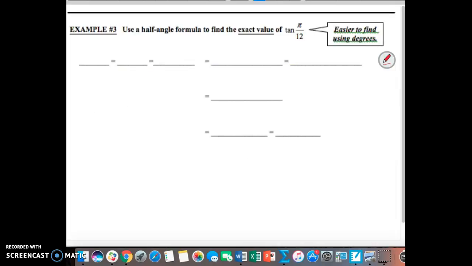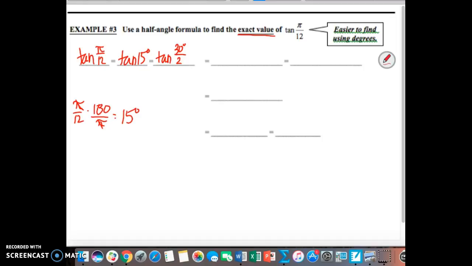Looking at our next example, it says use the half angle formula to find the exact value of tangent of pi over 12. This is easier to find using degrees. So we're going to take pi over 12. In order to convert this to degrees, we will multiply by 180, divide by pi. That way our pi's will cancel off, and we are left with 15 degrees. So tangent of pi over 12 is equal to tangent of 15 degrees, which using our half angle formula is equal to tangent of 30 degrees over 2.